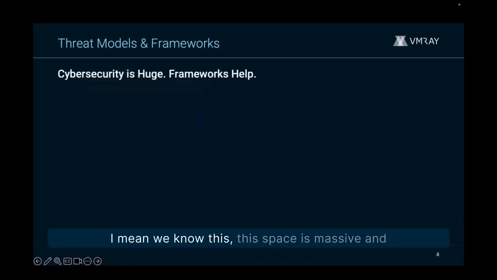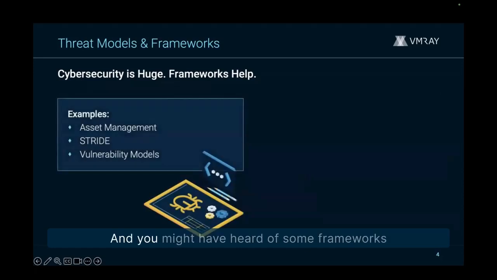So, we know this space is massive. And without frameworks, it's hard to put, again, our ducks in a row. They help us line up the things. And you might have heard of some frameworks like STRIDE, where you need to first identify your assets, or there are vulnerability focused frameworks, while we're speaking about threat models.